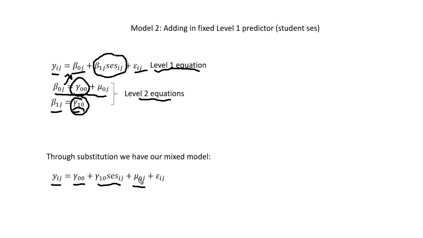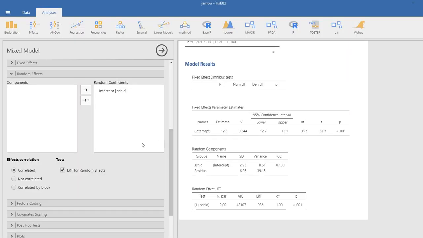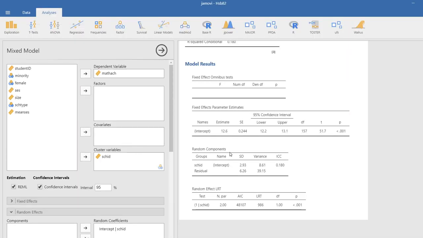Again, that's the deviation, or the difference, between the school level intercept and the grand mean, and then we have our level 1 residual right here. So this is the level 2 residual, this is the level 1 residual. Also note that within our model, the school level intercept is being adjusted for the presence of the SES predictor variable. So now let's incorporate SES into our model.